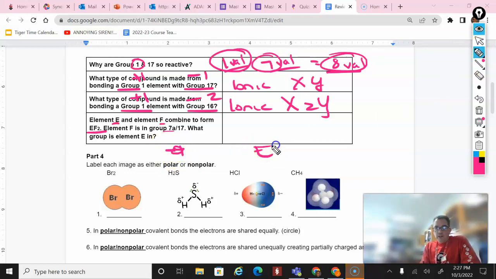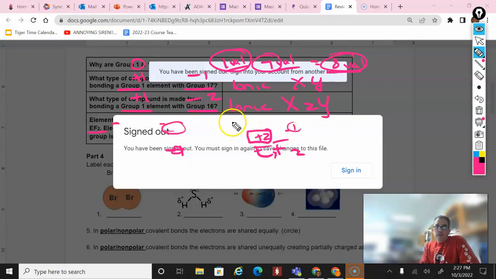So again, if we had EF2, and I know that F was in group 17, that means its charge would be -1, which means that if I crisscross, this 1 would end up here, which means the 2 would end up back over here. I'm looking for something that would be in the +2 charge.